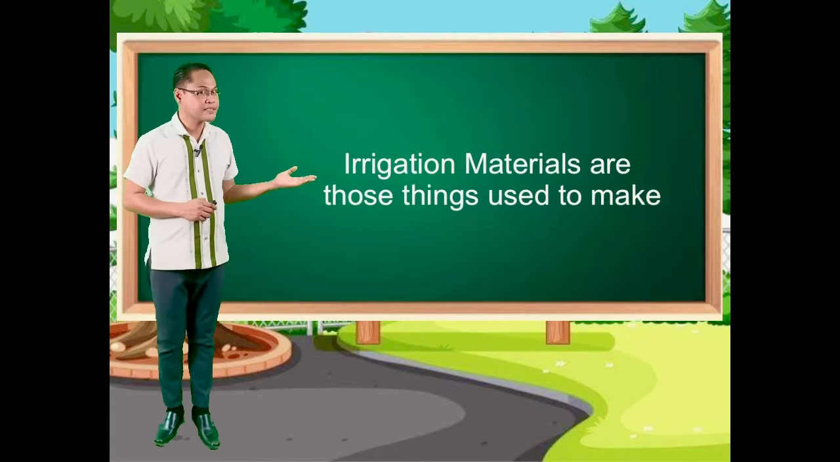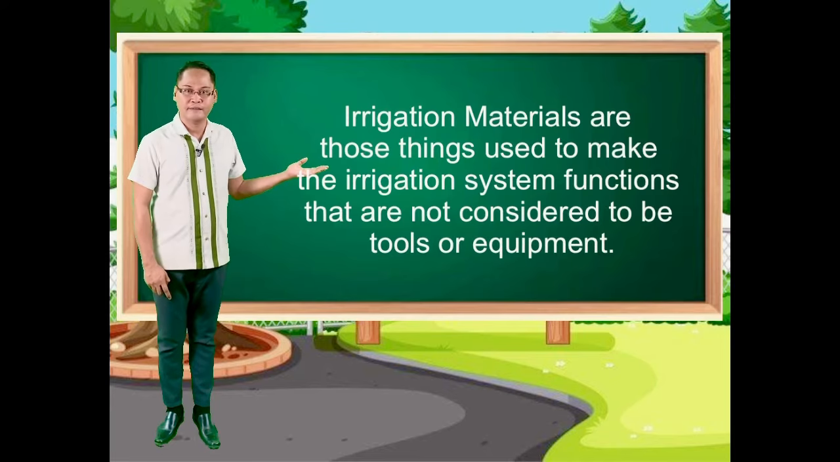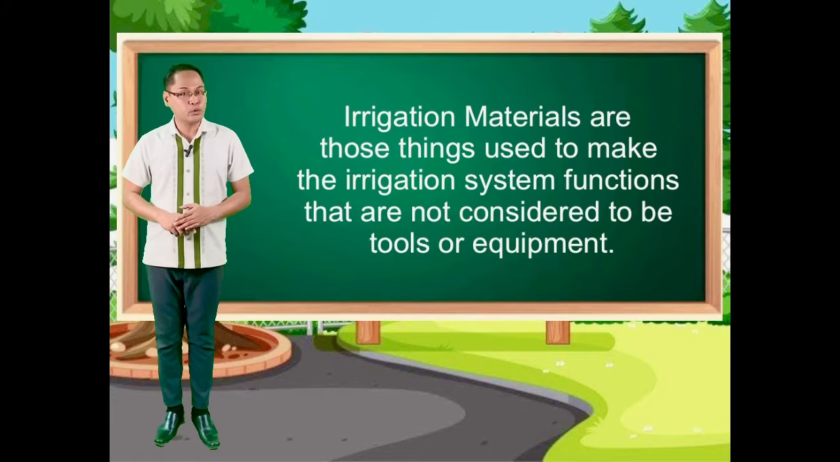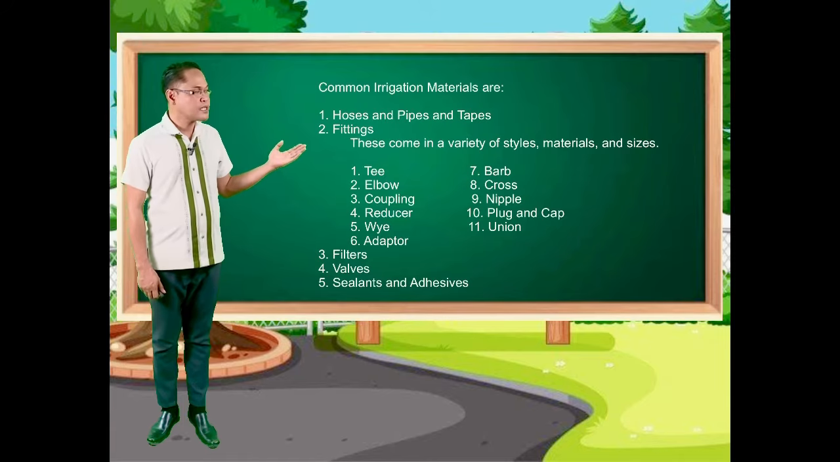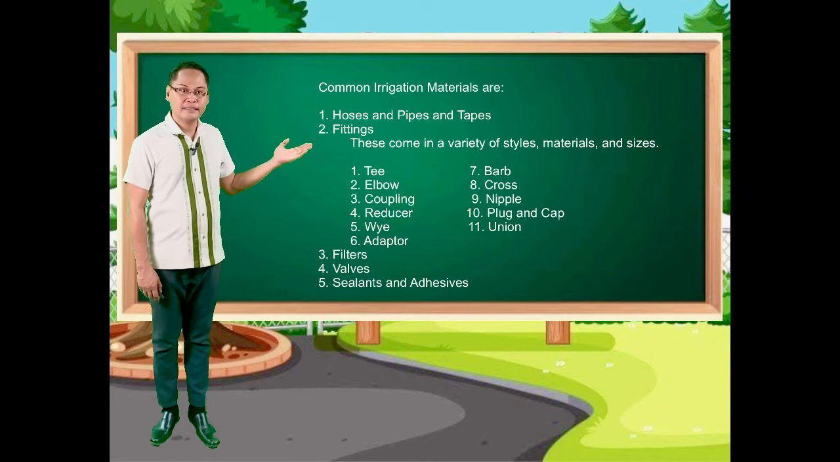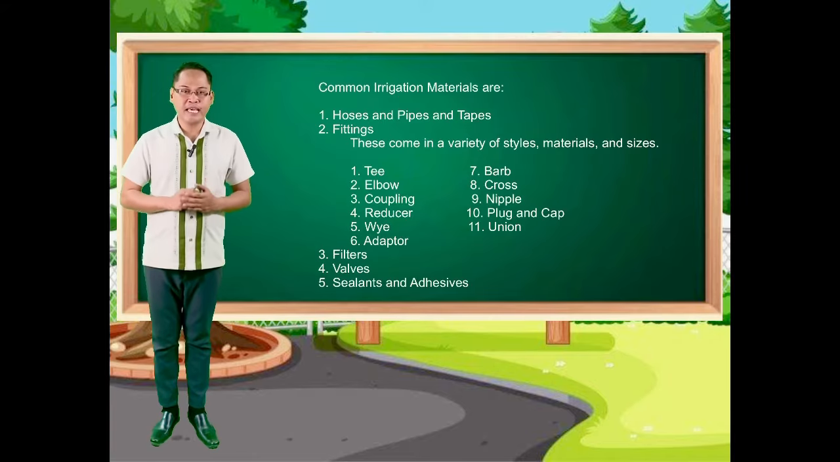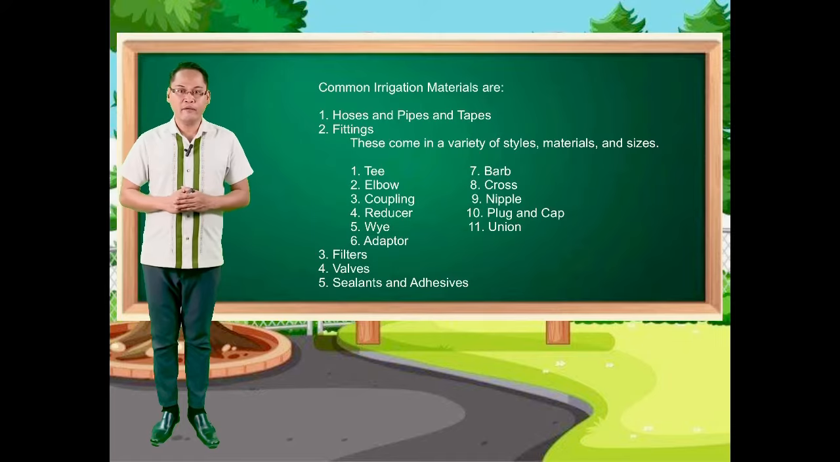Irrigation materials are those things used to make the irrigation system function that are not considered to be tools or equipment. The common irrigation materials used in irrigation works are: number 1, hoses, pipes, and tapes. Number 2 is fittings. Fittings are used to connect sections of irrigation tubing. These come in a variety of styles, materials, and sizes.